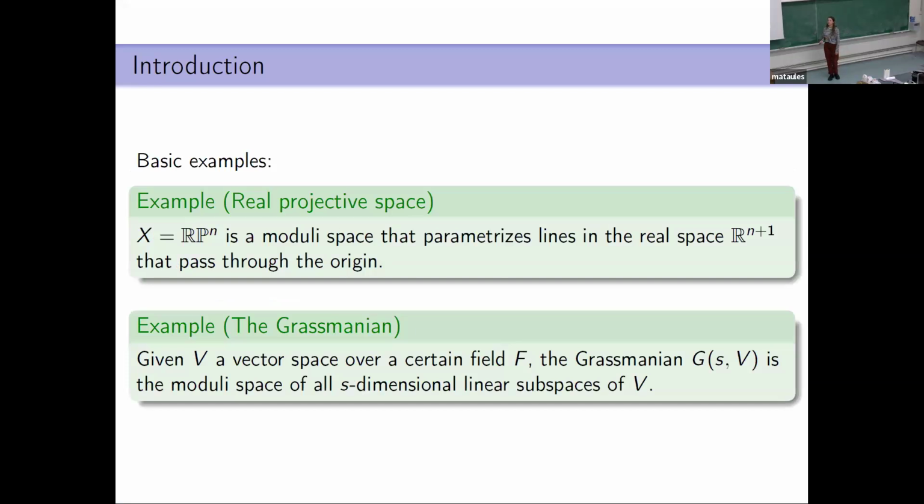So for you to be familiar with moduli spaces, an example is the real projective space, a space that parameterizes lines that pass through the origin. Another example is the Grassmannian. If we have a vector space and we want to parameterize the linear subspaces of a certain dimension, we construct a variety that will be the Grassmannian. So these are moduli spaces in another context.